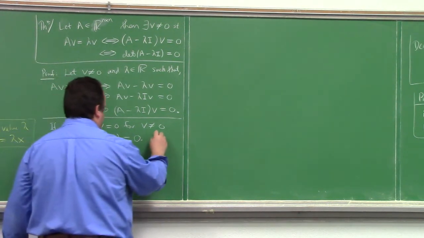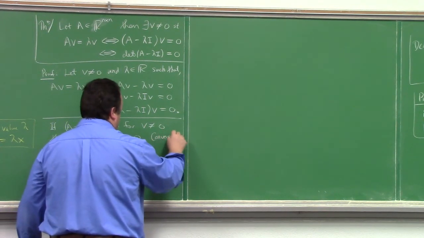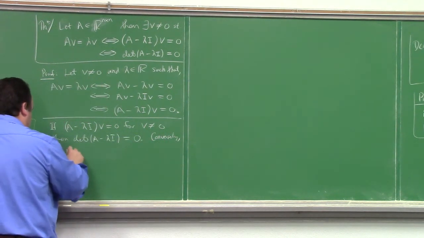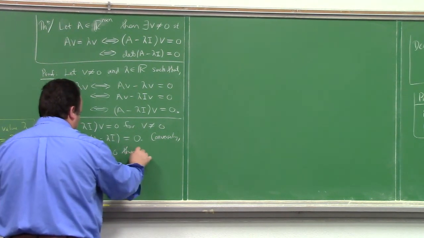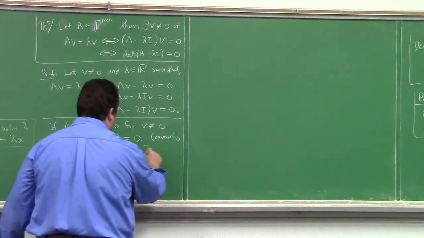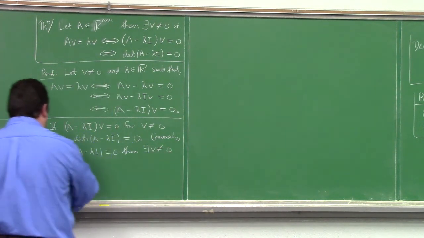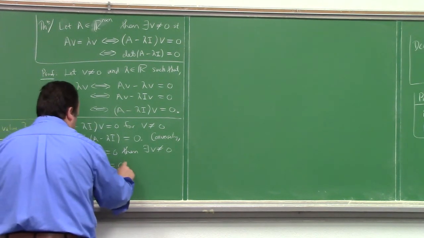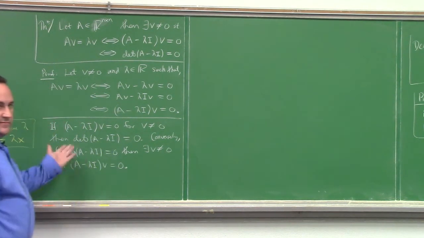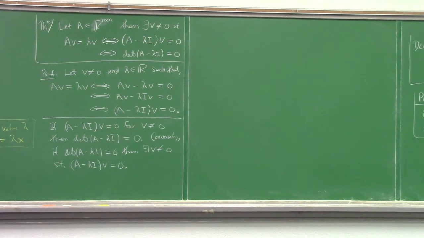And conversely, if the determinant of A minus lambda I is equal to 0, then there exists V not equal to 0 such that A minus lambda I times V equals 0. This is something we discover in linear algebra as we're studying determinants. We learned that if the determinant's 0, then there is more than just the trivial solution to the homogeneous problem. And in this context, that means that we have an eigenvector.